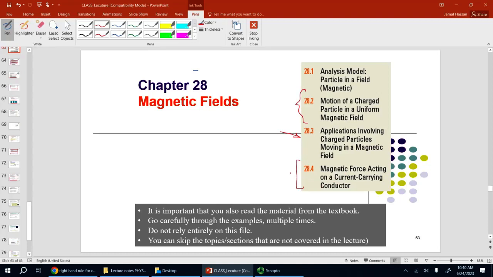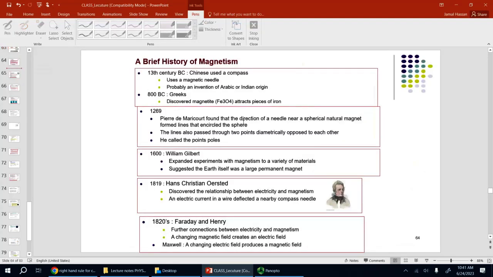When you have a conductor, current inside it, what's going to happen if you put this conductor inside a magnetic field. Okay, so we're going to start with some introduction, some history about magnetism. It's a concept, or a phenomenon, known in many cultures. 13th century by Chinese. And of course, a lot of development happens.